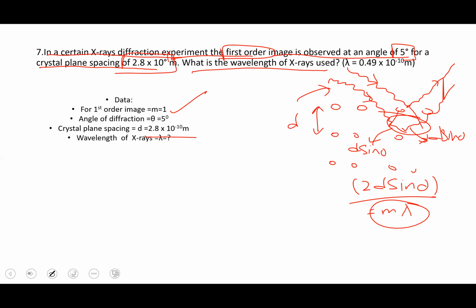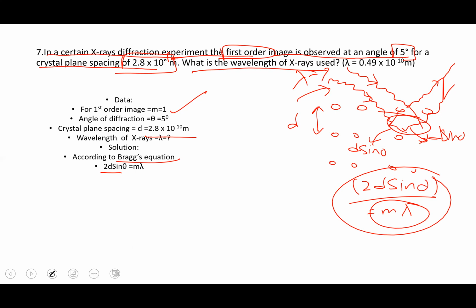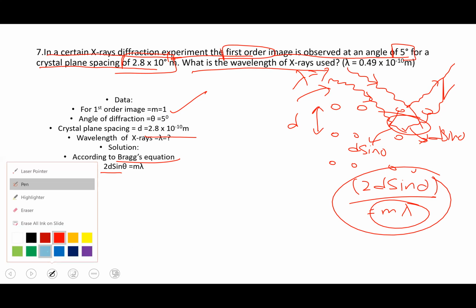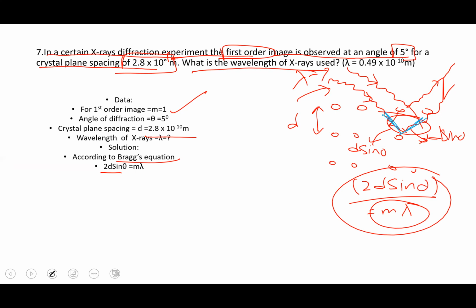The wavelength of X-rays, we have to find out what is the lambda over here. So we can use the formula very simply according to Bragg's law, which is 2d sine theta is equal to m lambda, and we got the 2d sine theta from this whole situation. This much distance and this much distance should be considered in order to find out the extra distance covered by the other ray of light. So we have to find the lambda. Lambda is equal to 2d sine theta divided by m.